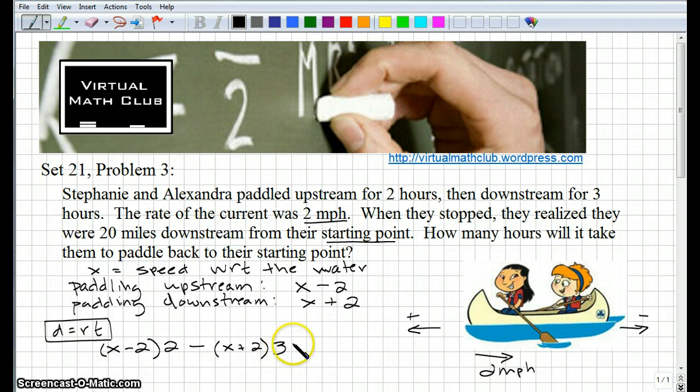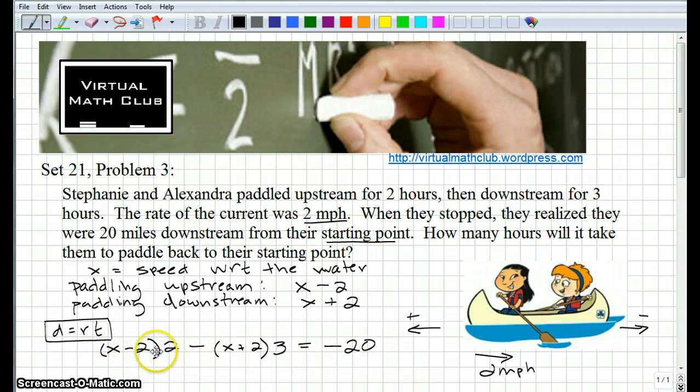And they end up 20 miles downstream from where they started. And we said that downstream we call that negative. So we're going to say that they end up at a minus 20. Alright, so we're 20 miles downstream from where we started. So we have an equation now.